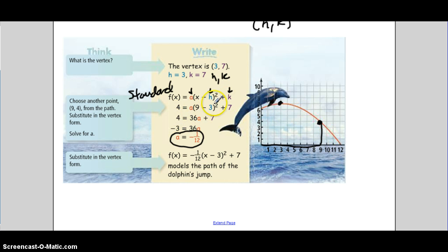So all we did was just plug in h, k, and then for x and y, we plugged in 9 and 4. I'm not sure I explained that well the first time, but all we had to do was just plug in h, k, and the x and y from another point. Our x was 9, and our y was 4. 9 for x, 4 for y. Plug those in, and all we had to do was just solve for a, which we did here.